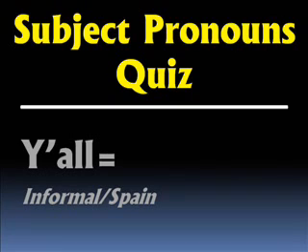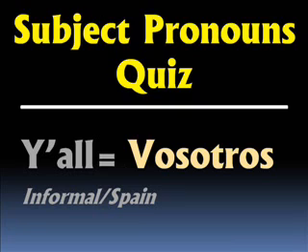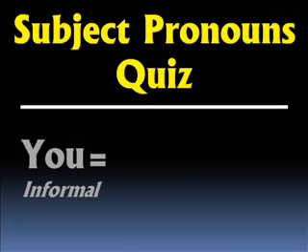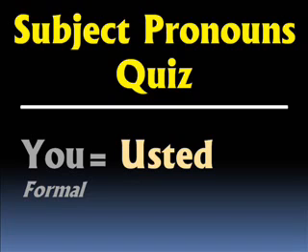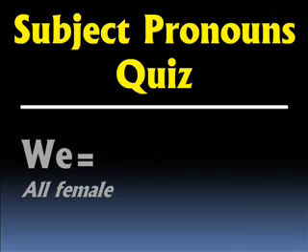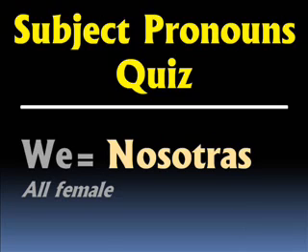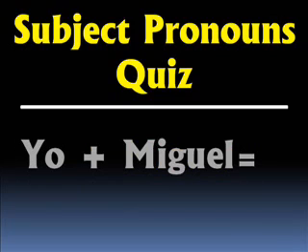Okay, here we go. Let's get complicated. Y'all, informal, in Spain. Vosotros. Talking to a friend and you say you. Tú. You, formal. You, in a formal sense. Usted. We, and it's a bunch of girls. Nosotras.